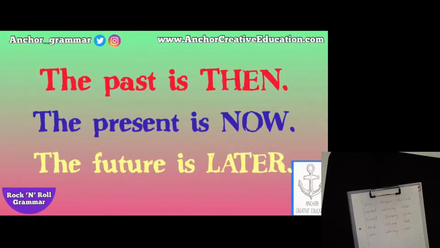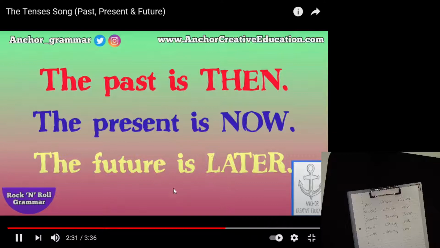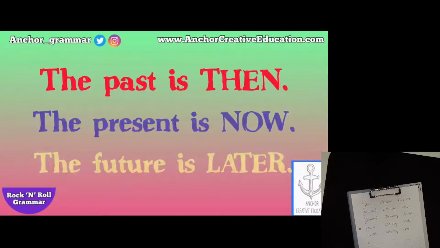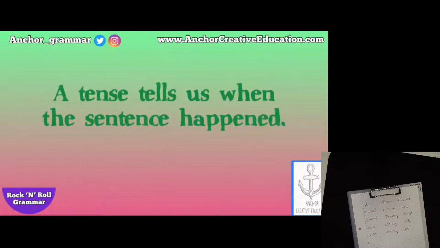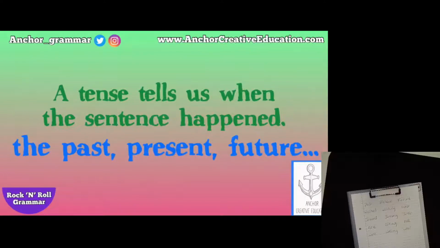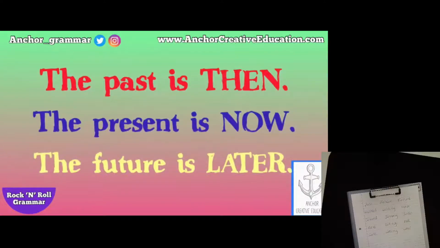The past is then, the present is now, the future is later. We always write in a tense, we're not living in tents. A tense tells us when the sentence happened. The past, present, future. The past is then, the present is now, the future is later.